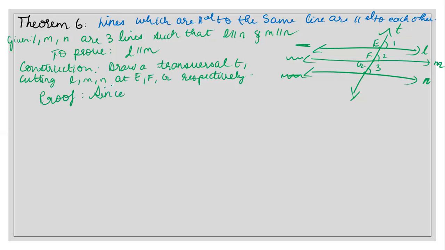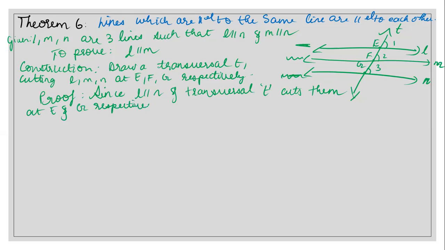Now we know that since L is parallel to N and transversal T cuts them at E and G respectively, therefore angle 1 is equal to angle 3 because they're corresponding angles, correct? They're corresponding angles.